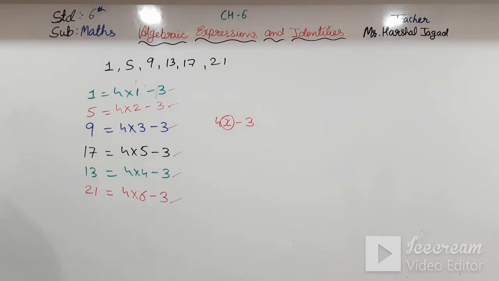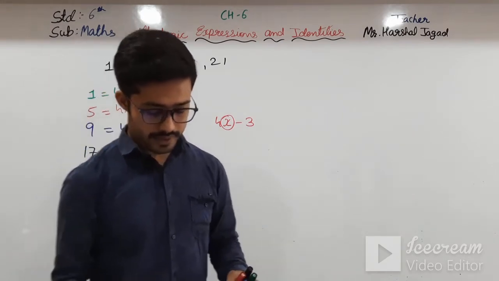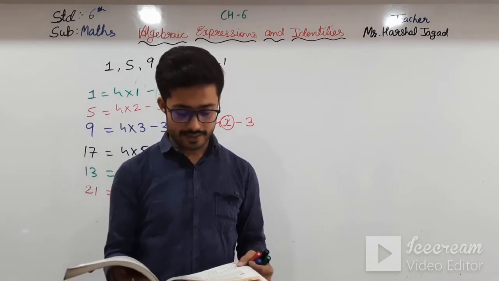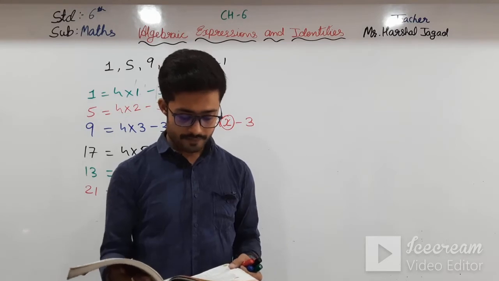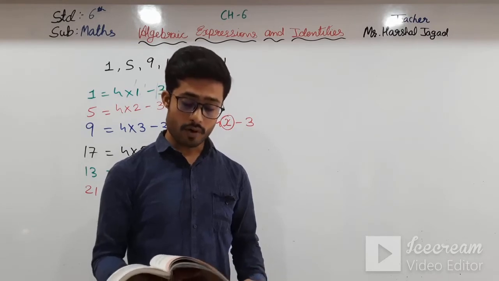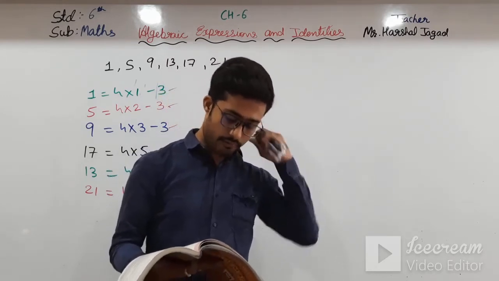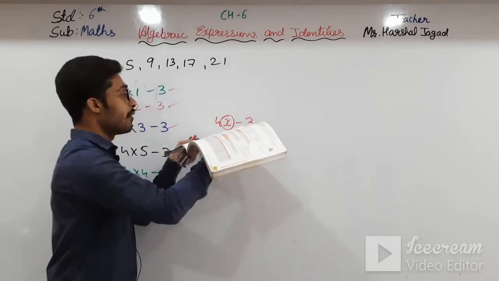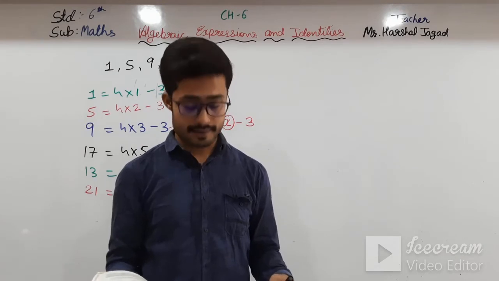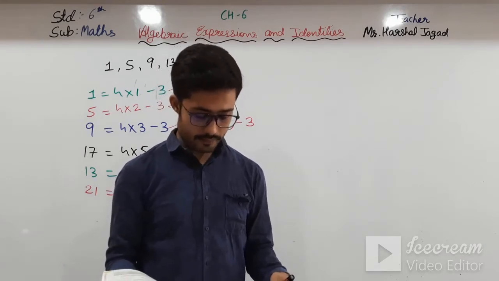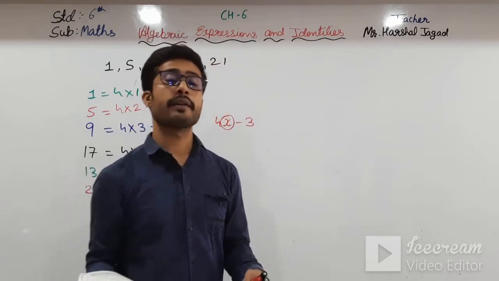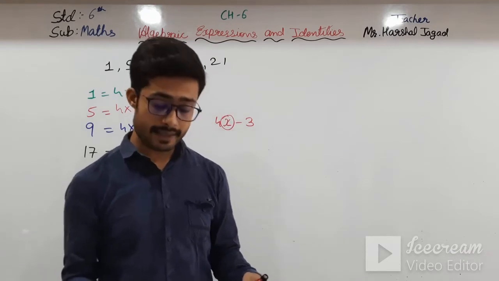Moving further, careful observation will give us the general formula for the term as 4x minus 3. Once you get the general formula, we can find any term in the number series. For example, the 7th term. What will be the 7th term? So 4 into x minus 3. We have to put 7 in the place of x. So 4 sevens are 28 minus 3, that is 25. 10th term: 4 into 10 minus 3, 40 minus 3, that is 37. 100th term: 4 into 100, that is 400 minus 3, that is 397.